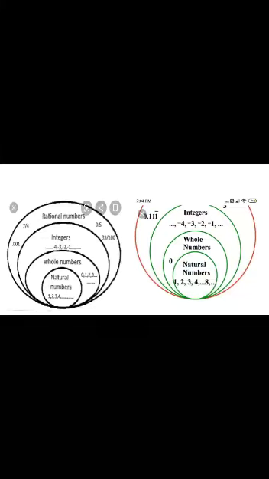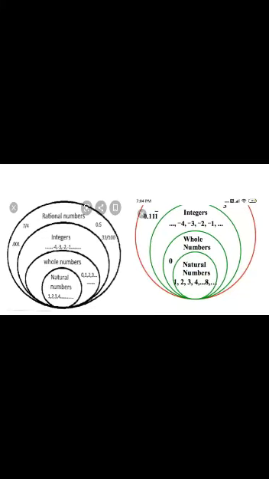Now students, like last year we have done all the operations, that is addition, subtraction, multiplication and division on the integers. In the same way, this year also we are going to learn about the operations on rational numbers one by one. First of all we are going to learn about the addition of rational numbers.